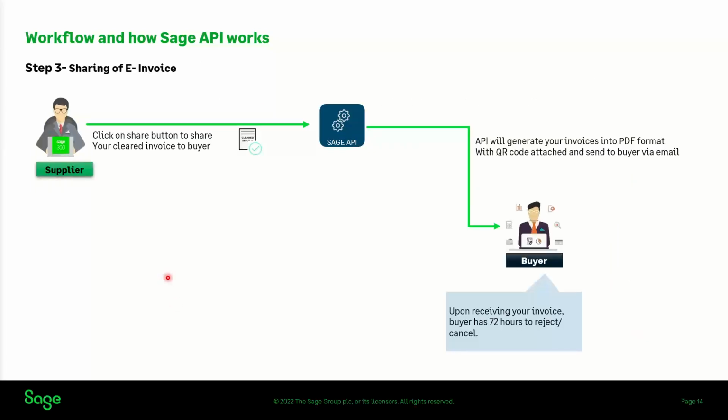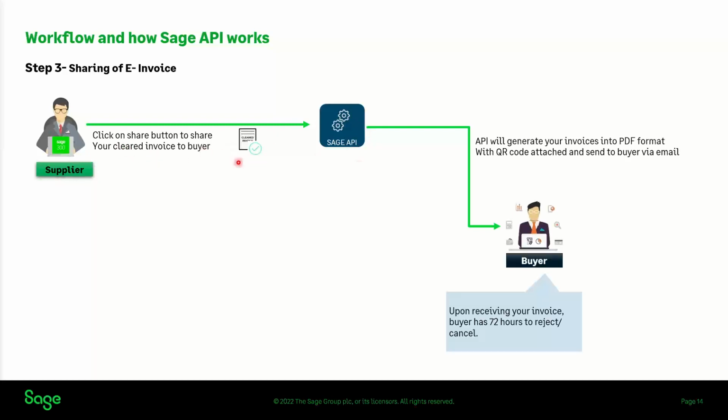All right. So the next step is the sharing of the invoice. What happens after you know that your e-invoice has been cleared? You can now share your invoice with the buyer. There is no LHDN involvement in this step. It's only you, the API, and the buyer. After you know that your invoice has been validated, no error is found, and you are good to share this with your buyer, your customer, you need to click on the share button.